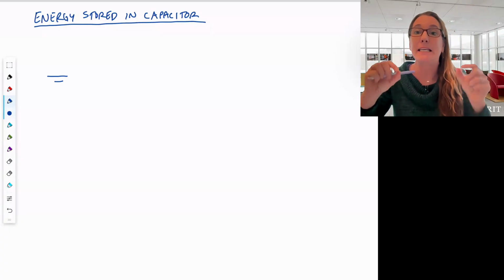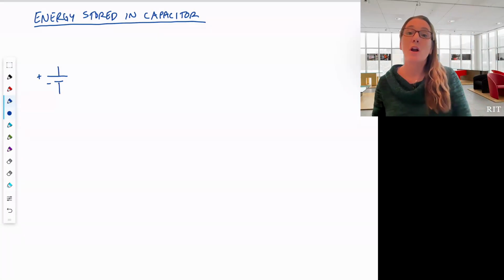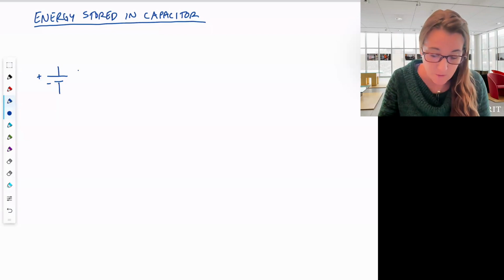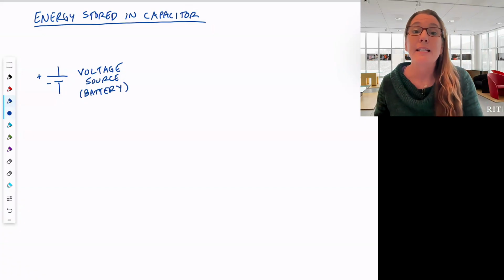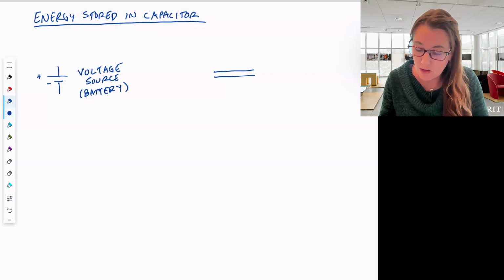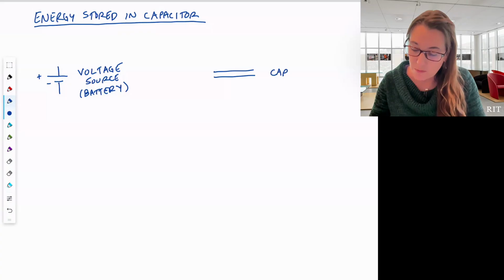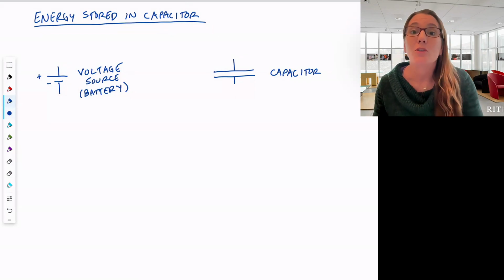Remember, that's like applying a hill here. So we draw this symbol, which is the symbol for a battery. So this is a voltage source, and that's like a battery. And the longer line is positive and the shorter line is negative. Separate from that, we have the two parallel lines, and this would be our symbol for a capacitor. And so that's our typical circuit diagram.